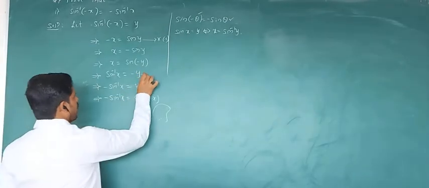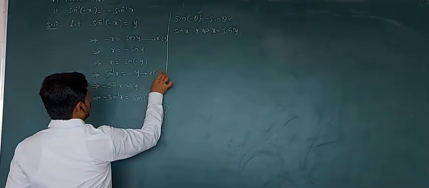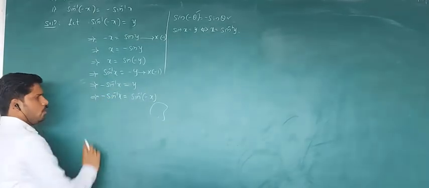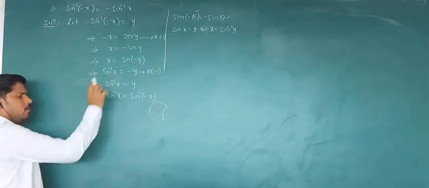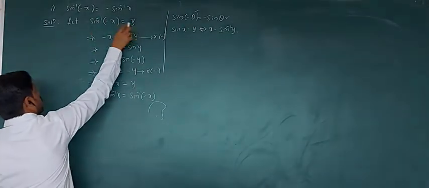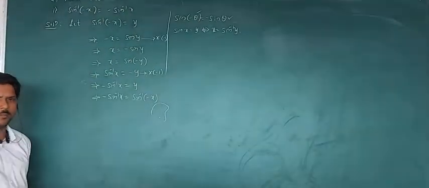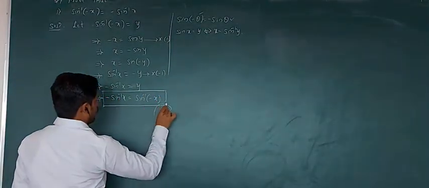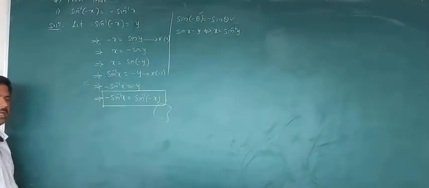Again multiply both sides by minus 1. We get minus of sine inverse x equal to y, because minus into minus is plus. So what is y here? Y equal to sine inverse of minus x. So therefore, sine inverse of minus x equal to minus sine inverse x.